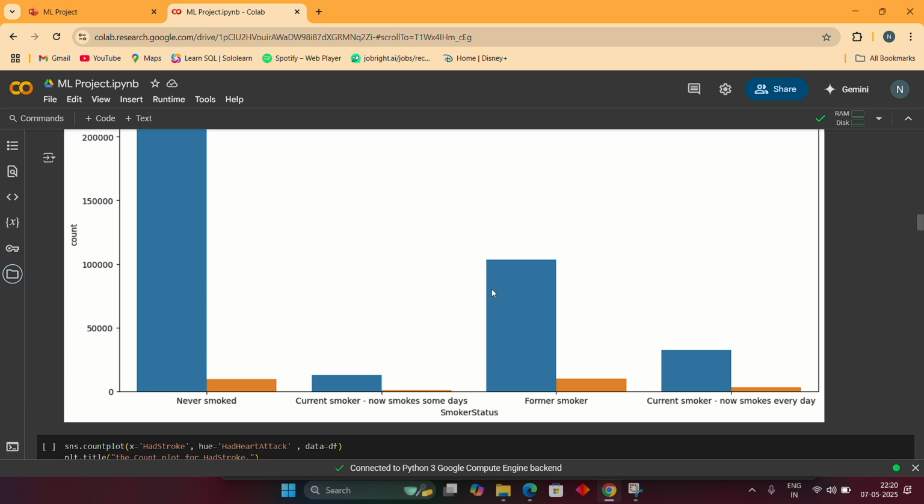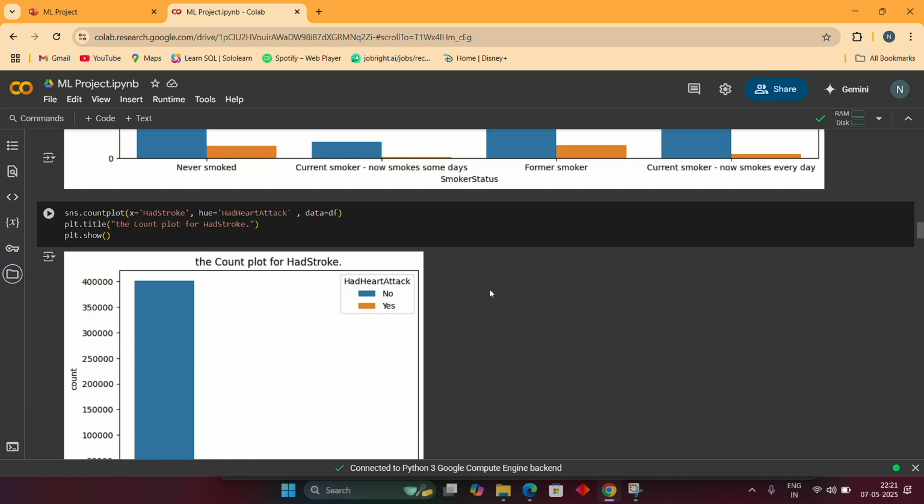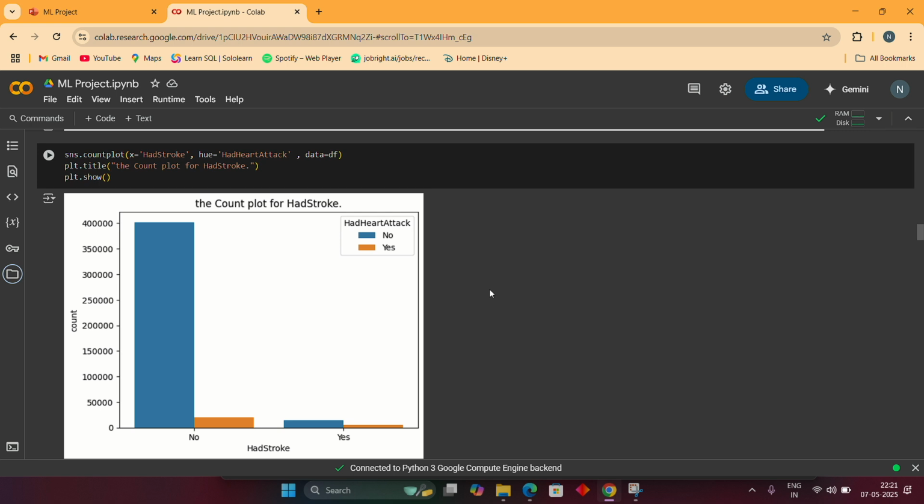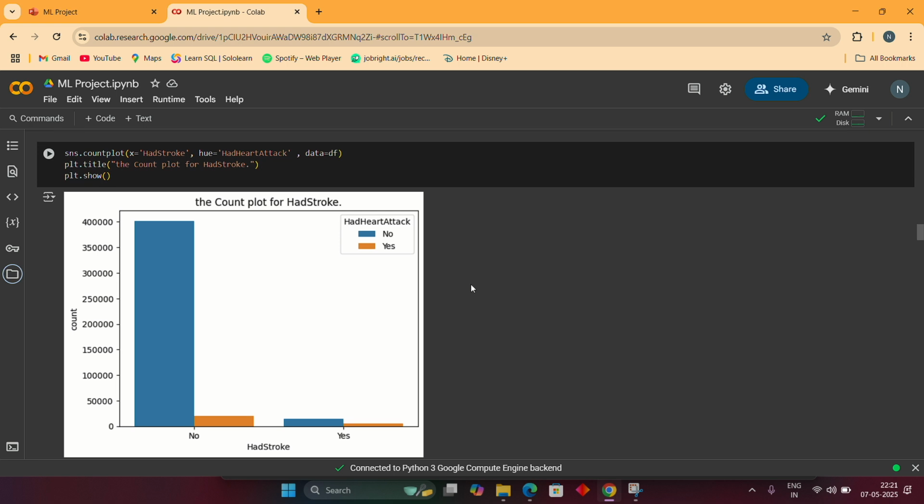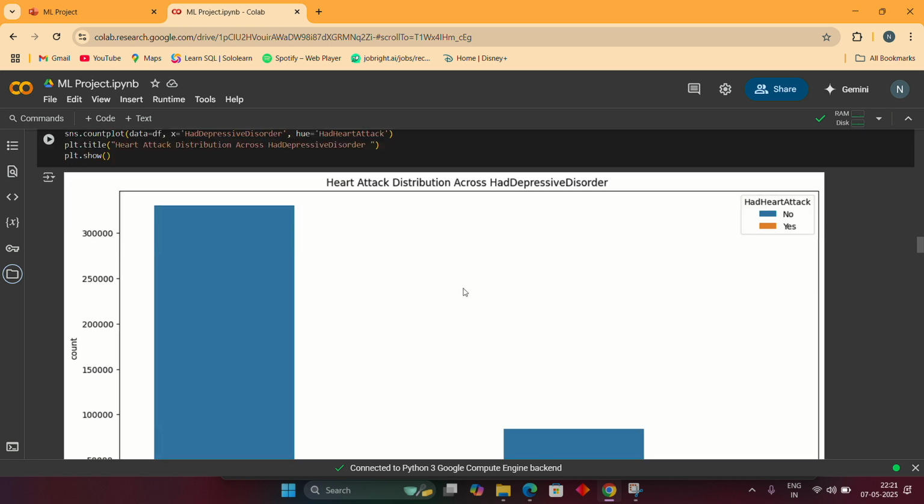Next, moving on to stroke history versus heart attack. We analyzed stroke history. Among individuals who had previously suffered a stroke, 25% also had a heart attack. Meanwhile, those without a stroke history showed a much lower heart attack rate of just 4.6%. This confirms stroke as a strong predictive comorbidity for cardiovascular issues. The third one is depressive disorders and heart disease relationships.